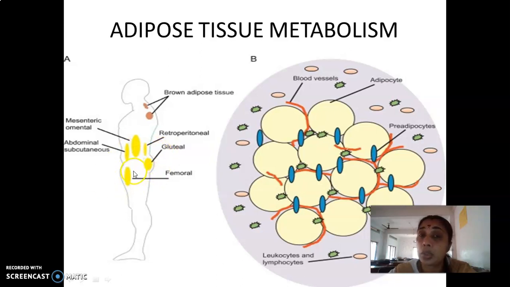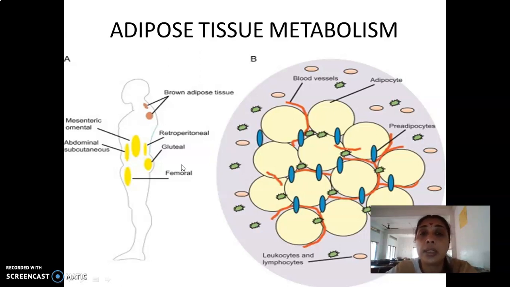Then the abdomen, etc. Wherever the fat content is higher, there we can see the adipose tissue, because the adipose tissue is a site where the fats are deposited. So wherever you can have fat storage, those sites we call adipose tissue.